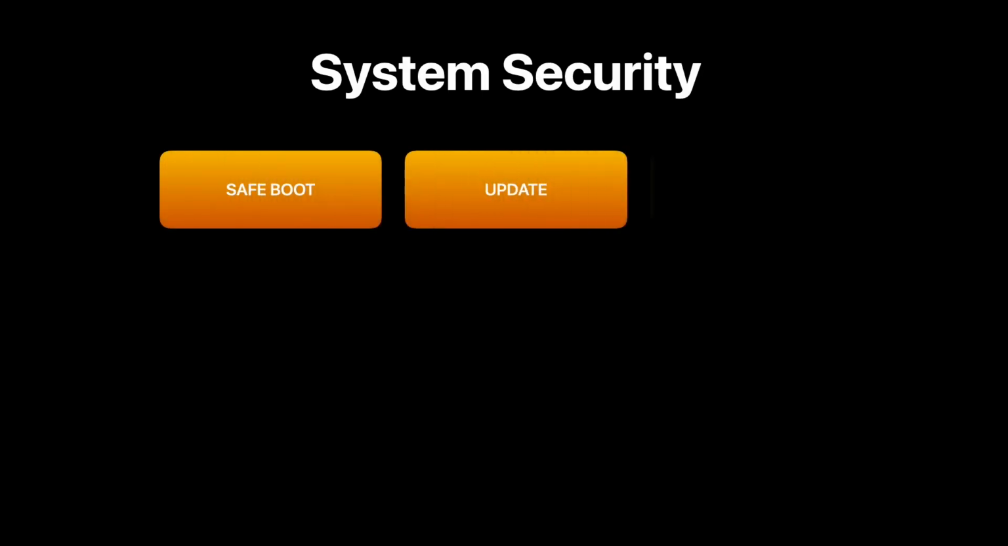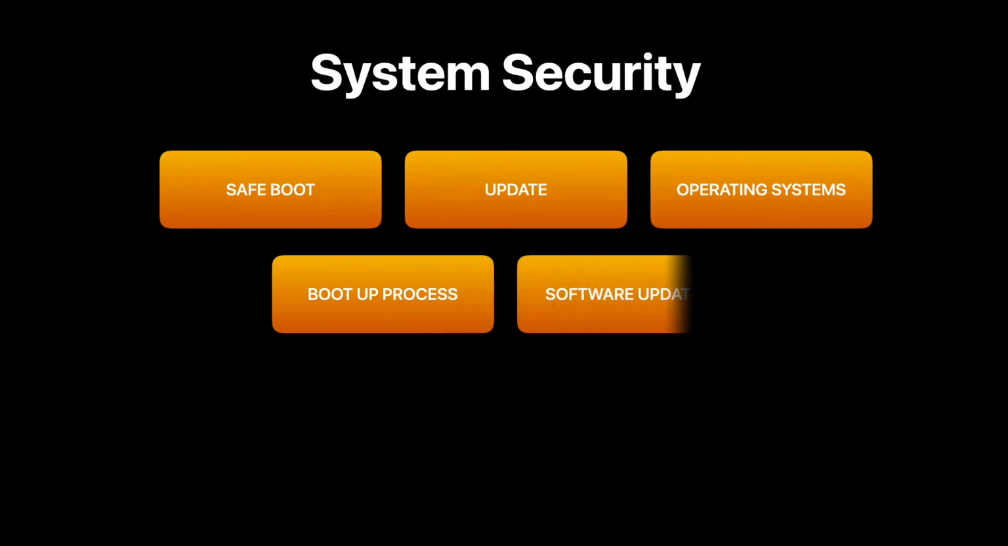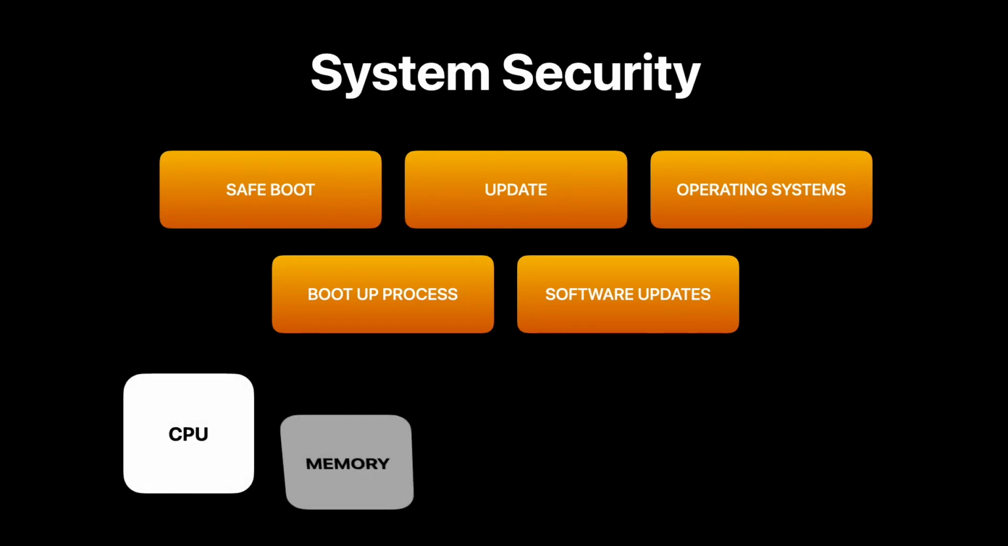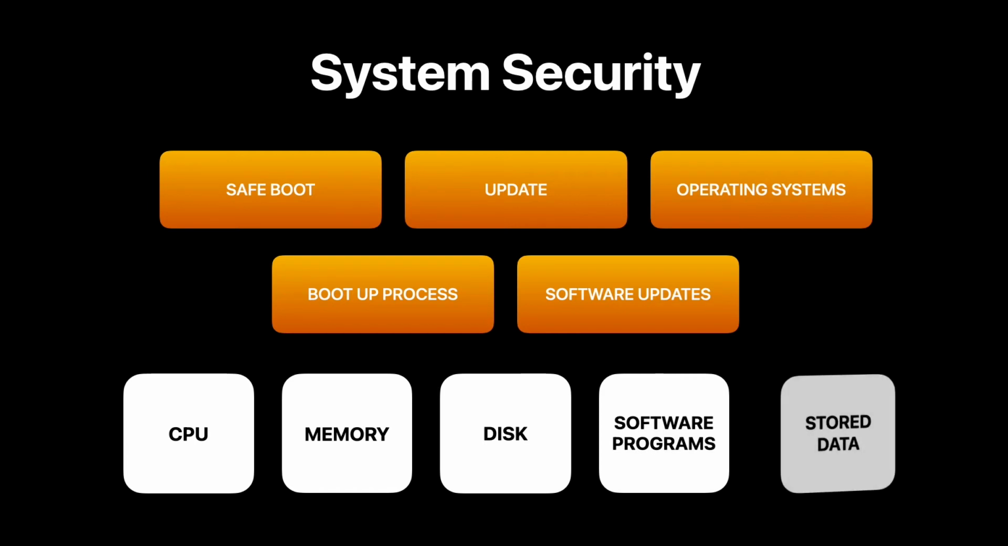Next is system security, the integrated hardware and software function that provides for safe boot, update, and ongoing operation of Apple operating systems. System security encompasses the boot up process, software updates, and protection of computer system resources such as CPU, memory, disk, software programs, and stored data.